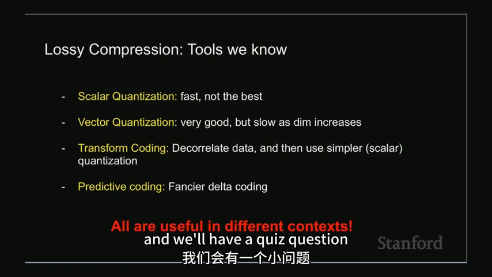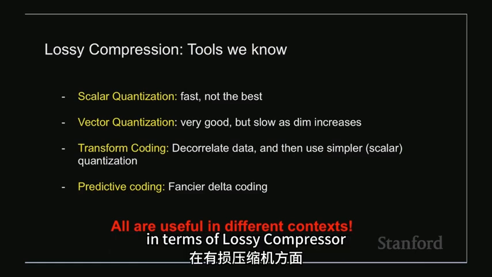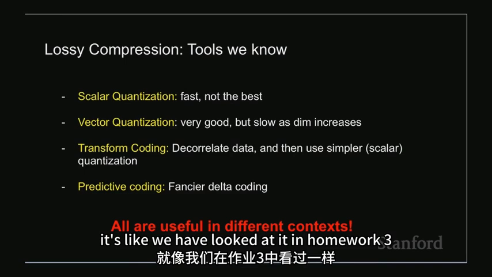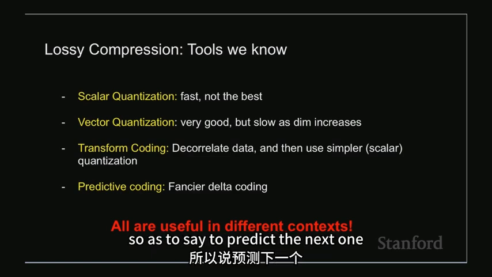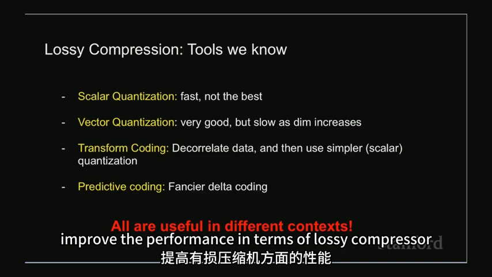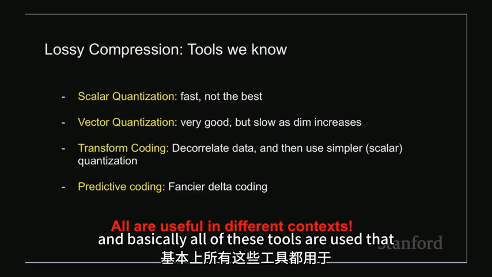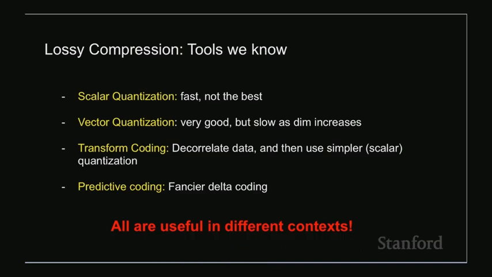We'll have a quiz question today, so you can revise your predictive coding in terms of lossy compression, but it's not really a fancy idea. We have looked at it in homework 3 and in lectures: you can use the past context to predict the next one, and that will improve the performance of a lossy compressor. Basically all of these tools are used for making your image compressor.